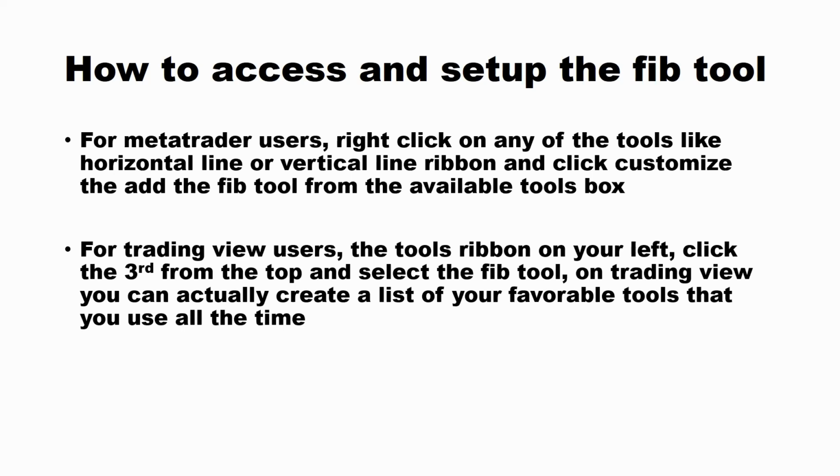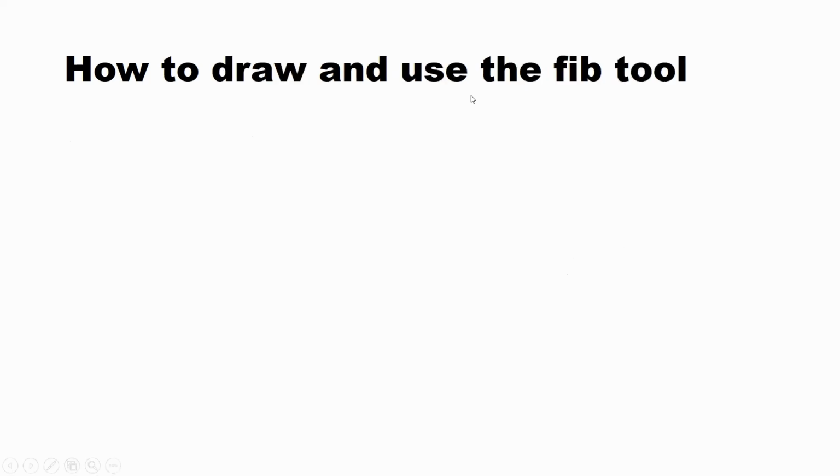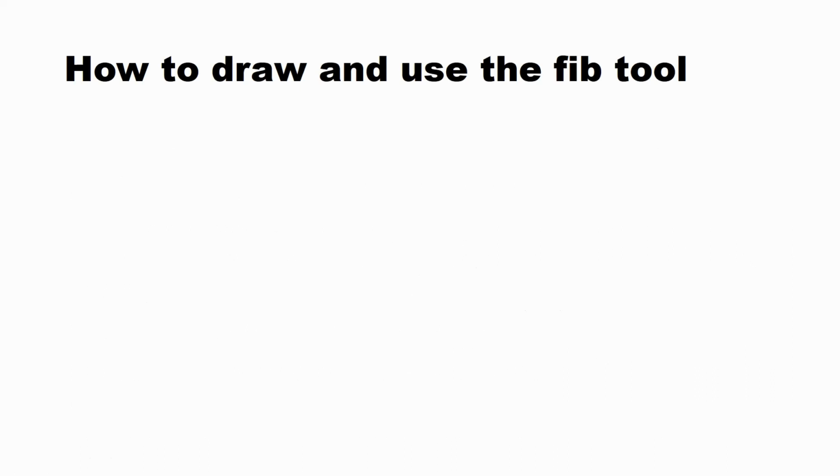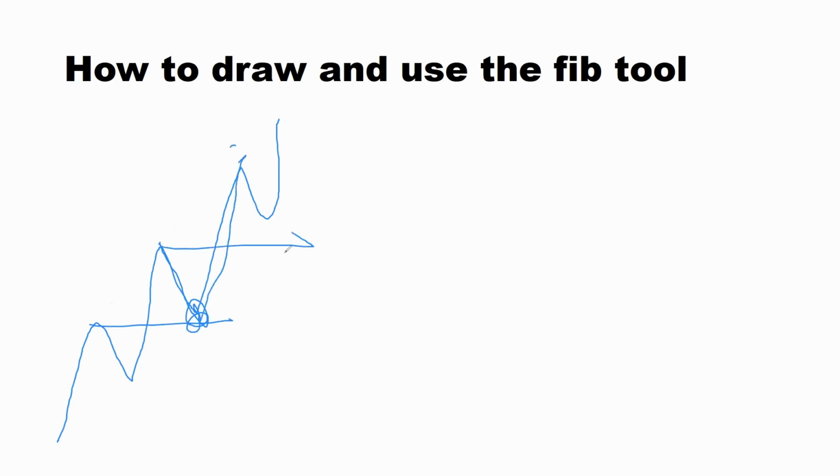Now let's get into the part that most of us have been waiting for. How do we draw the fib tool and how do we use it? Let me first explain this in detail. Remember, this is how the normal market moves. When we break a higher high in an uptrend, the market has to keep retesting these broken levels, right?